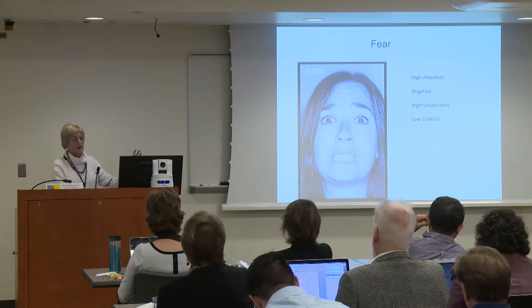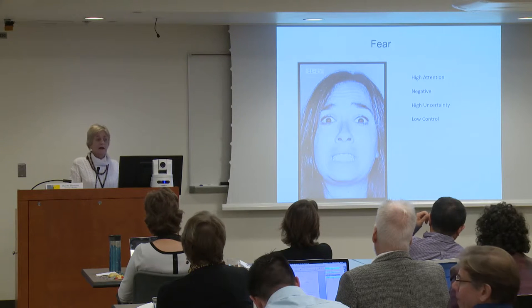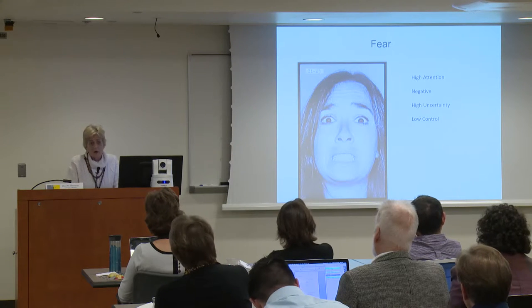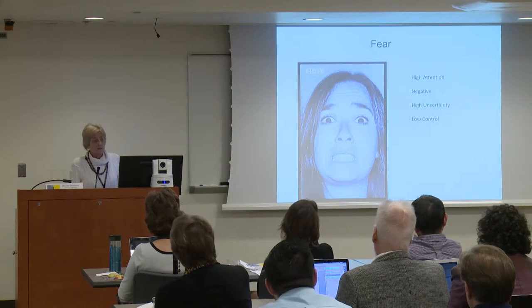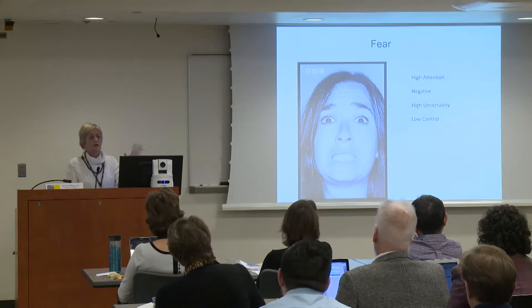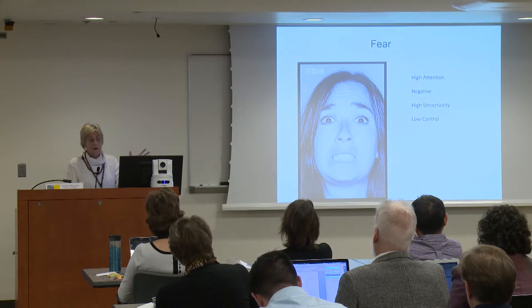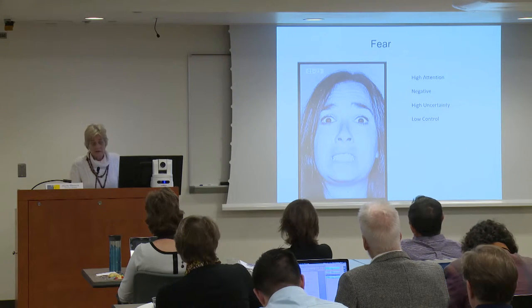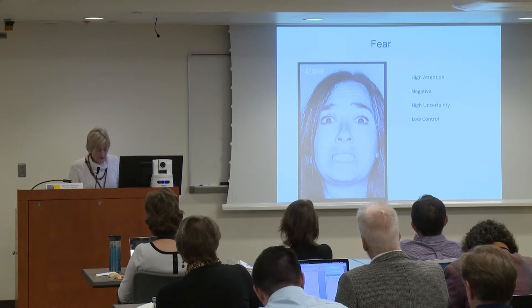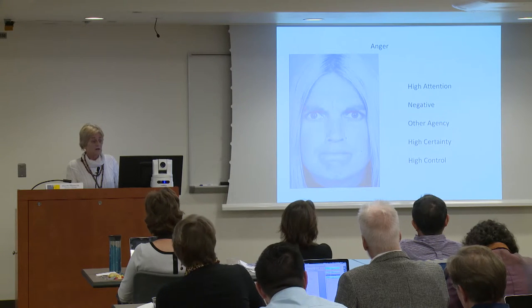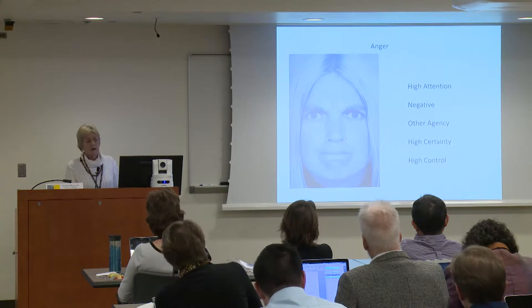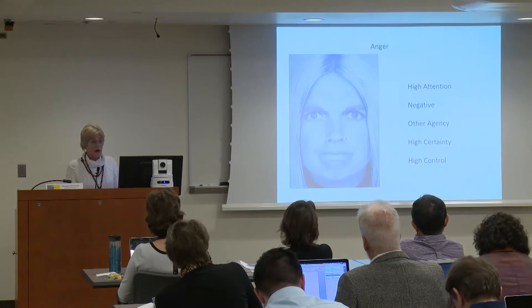If in fear you have very high attention, it's negative, very high uncertainty, and low control. You'll notice that this is very like hope, which has all the same appraisals except for negative. And it's very easy, according to the theory, then to switch between fear and hope, because only one appraisal dimension has to change. So the theory does say something about similarities and differences in emotions. Anger, then, is high attention, negative. Very strong perception that somebody else is at fault. Quite high certainty and a high sense of control.